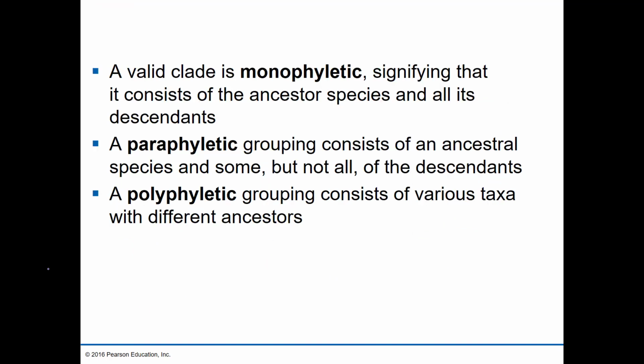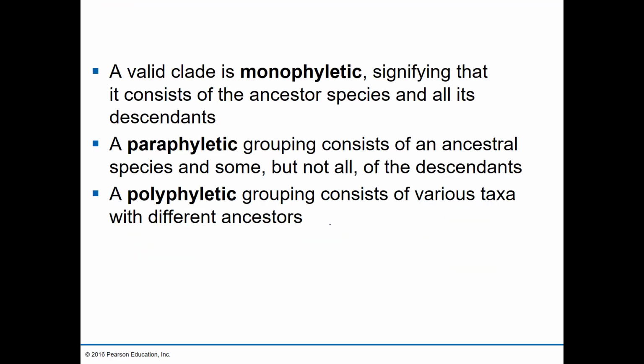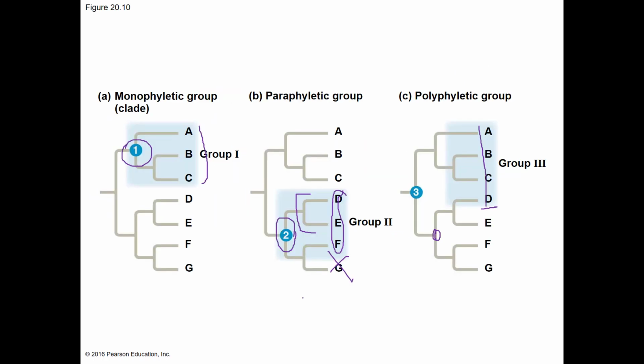And a polyphyletic clade is a grouping consisting of various taxa with different ancestors. So in this case, we're looking at A, B, C, and D. And D here came from a different ancestor right here. So again, the group consists of various taxa with different ancestors. In a monophyletic and a paraphyletic clade, what we saw was that we had a common ancestor. Here, it's branched off much further. I guess you could actually say that this one is also paraphyletic and polyphyletic, couldn't you? Because you've got two different common ancestors right here.